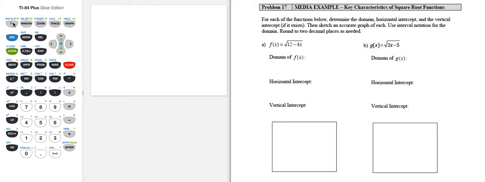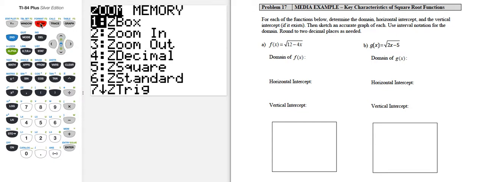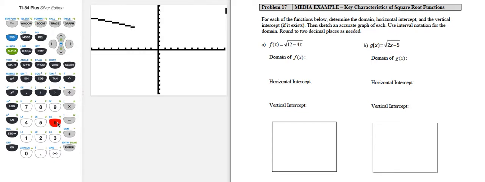Now I'm going to go ahead and put that graph in first so that I know what I'm working with. So I want to clear out my y equals, go to second, and then above the x squared is the square root. 12 subtract 4x, and then go to that arrow key to end my radical. And I'm going to graph this, make sure I'm on a standard window, zoom 6.